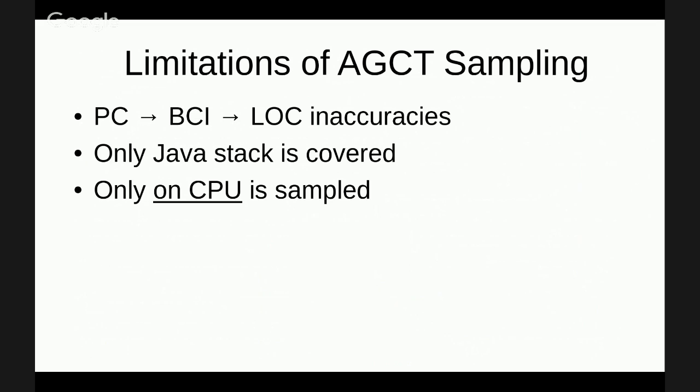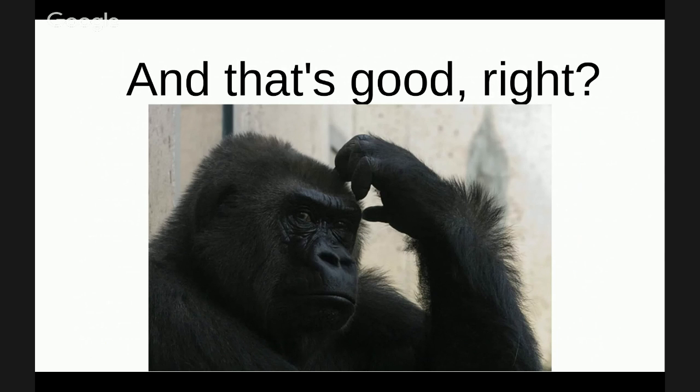And this is the outcome of that. The limitations of sampling with AsyncGetCallTrace are that the line of code is inaccurate. You only sample the Java stack. This is part of the API. If you're in a native method, then that's not going to show up. But that's also true of GetCallTrace. And only what is on CPU gets sampled. And that we assume is good, right?